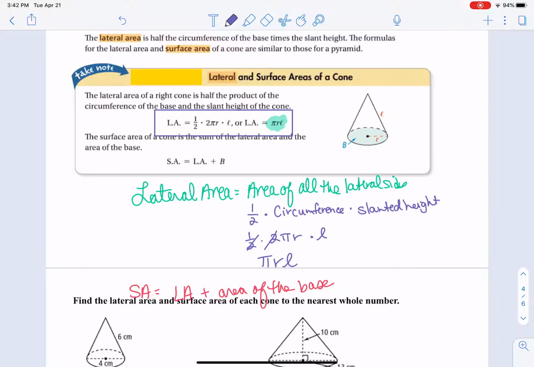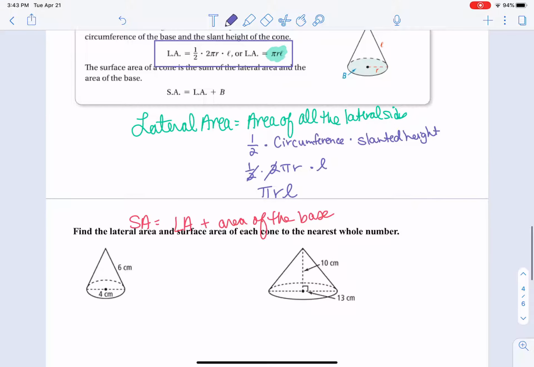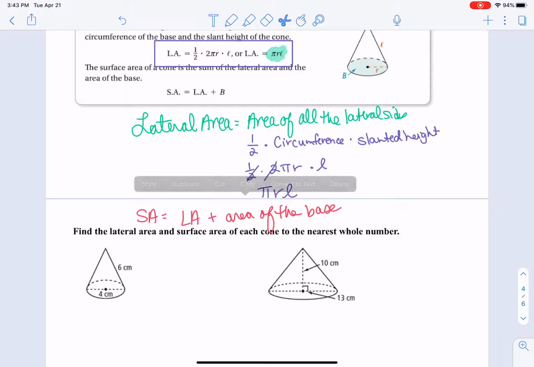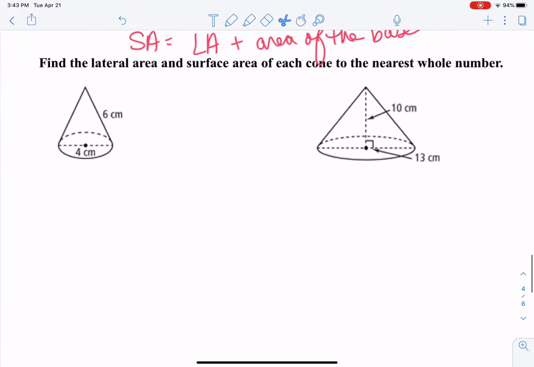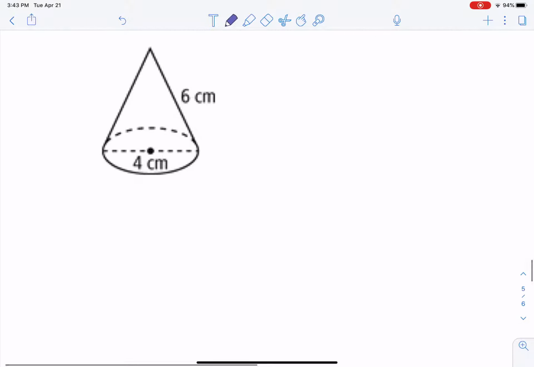So if you want that shortcut, you can use it. Then surface area, again, is still just the lateral area plus the area of the base, and there's only one of them. So let's go ahead and practice these together. We'll start with one where they give us the slanted height.